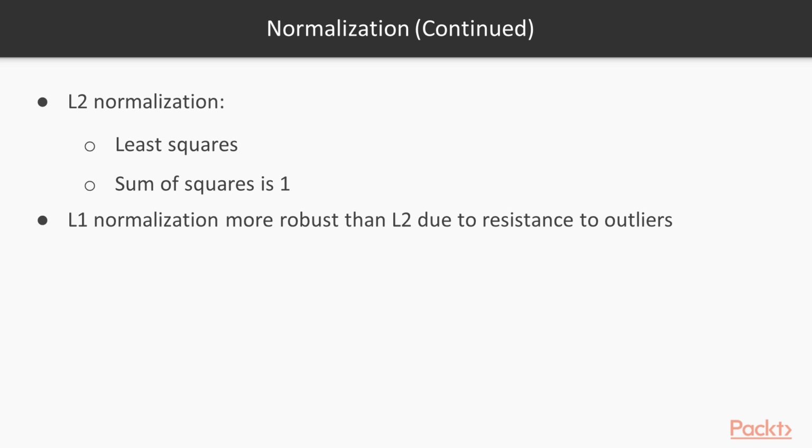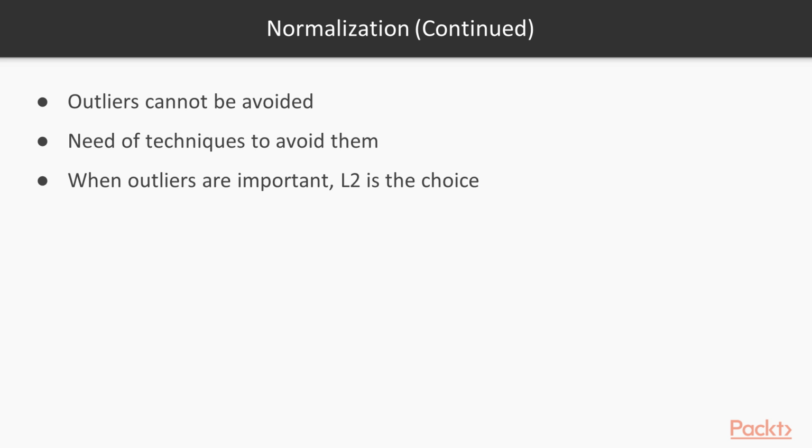L1 normalization technique is robust because it is resistant to outliers in the data. A lot of times, data tends to contain outliers and we cannot do anything about it. We want to use techniques that can safely and effectively ignore them during the calculations. If we are solving a problem where outliers are important, then maybe L2 normalization becomes a better choice.